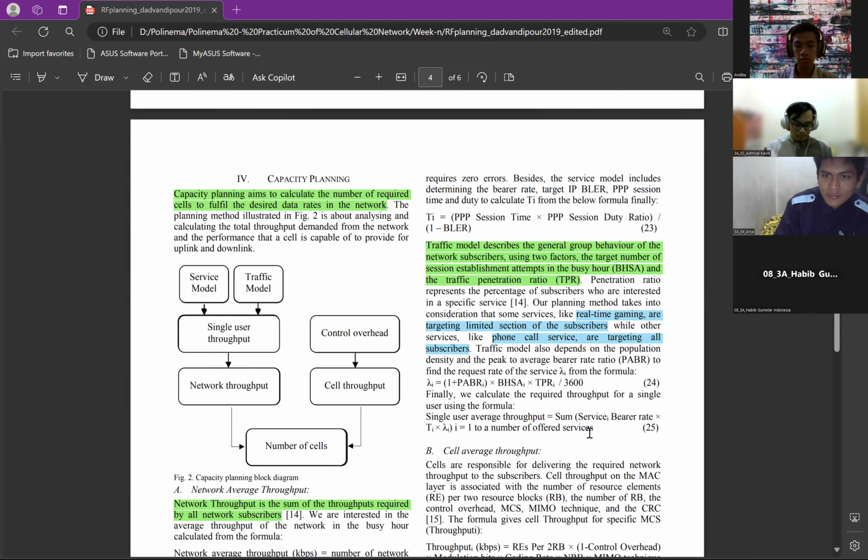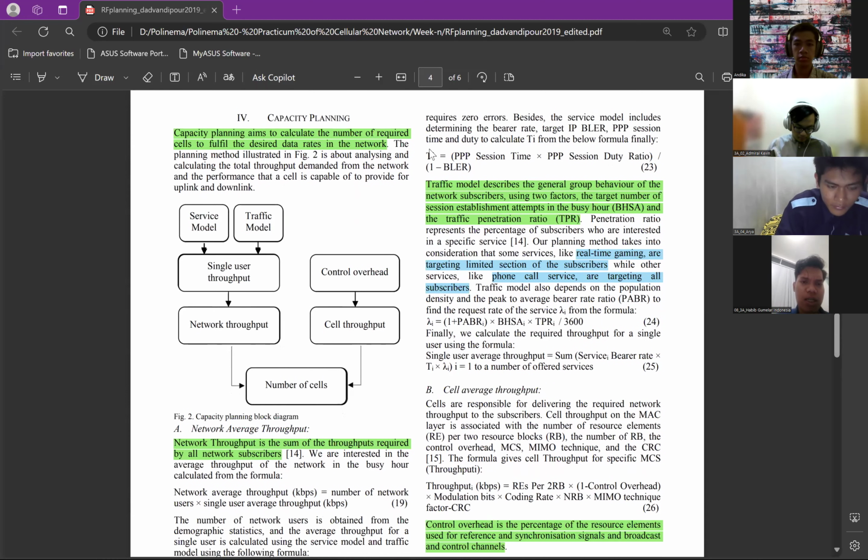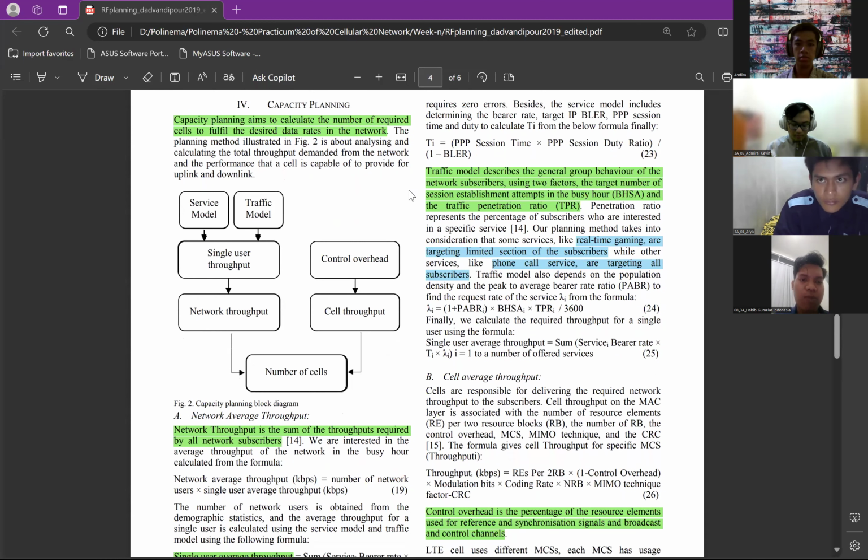Here is chapter 4, capacity and capacity planning. Capacity planning is aimed at calculating the number of required cells to fulfill the desired data rates in the network. The network throughput is the sum of the throughput required by all network subscribers.